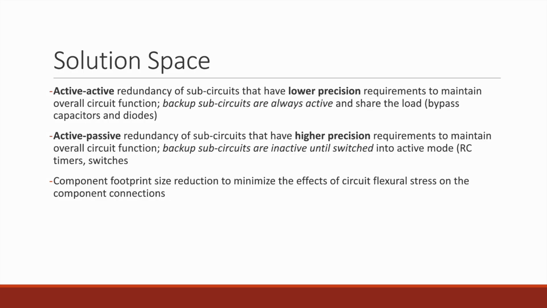Active-active redundancy is going to be placing backup subcircuits in parallel, sharing the load, while active-passive is going to be switching the backup subcircuits in and out of active mode. Active-passive is better when you have more precise analog values you have to maintain, such as an RC time constant. Now, another factor to consider in a flex circuit especially is mechanical stress. If you reduce footprint sizes, you reduce the chances of connection breaks.